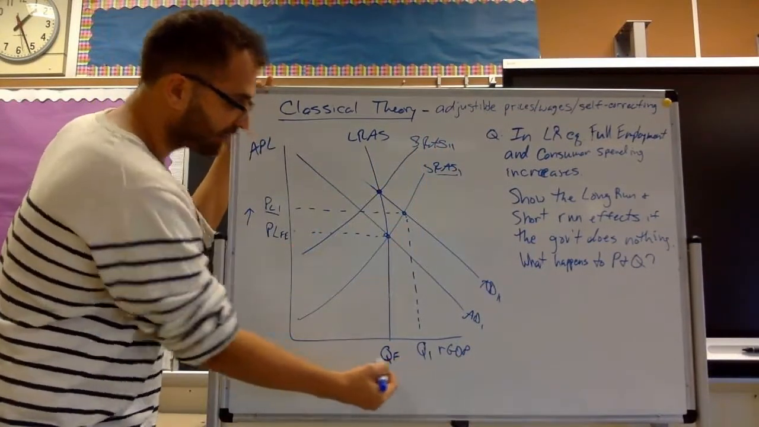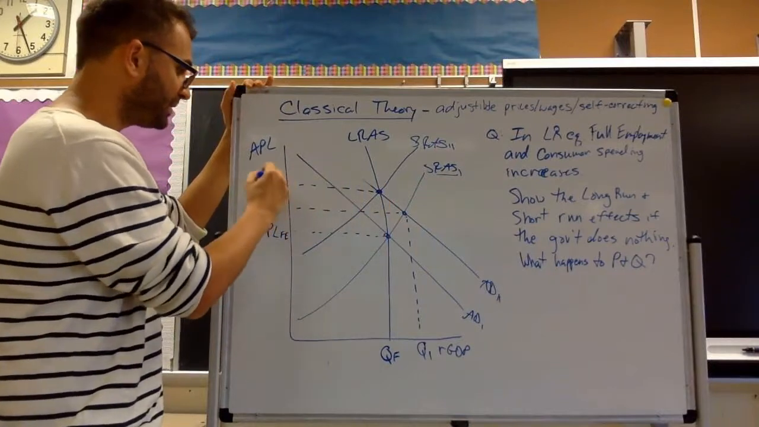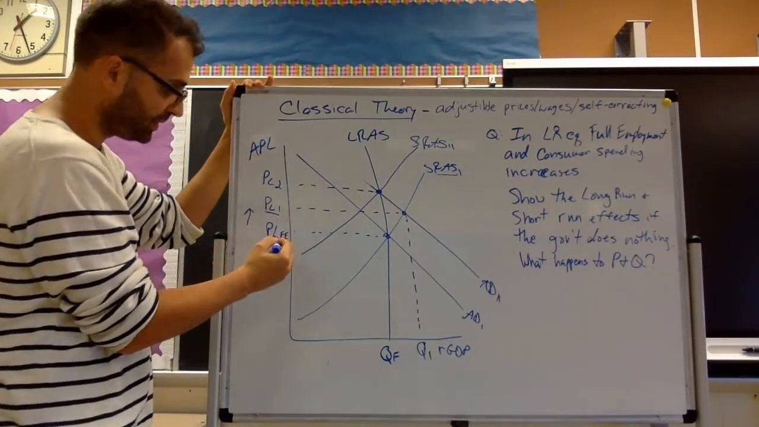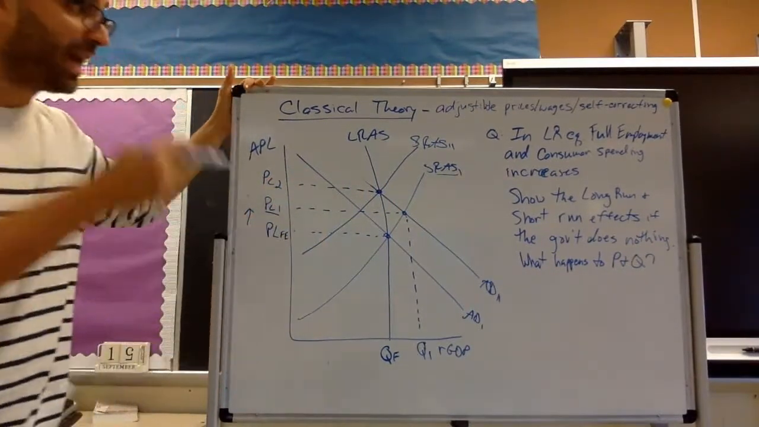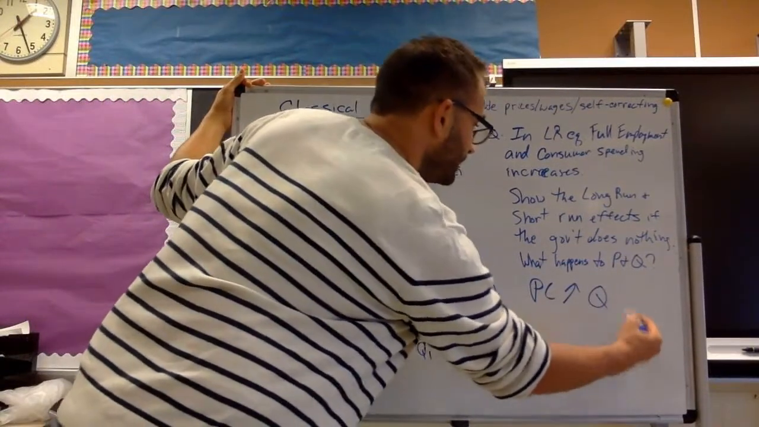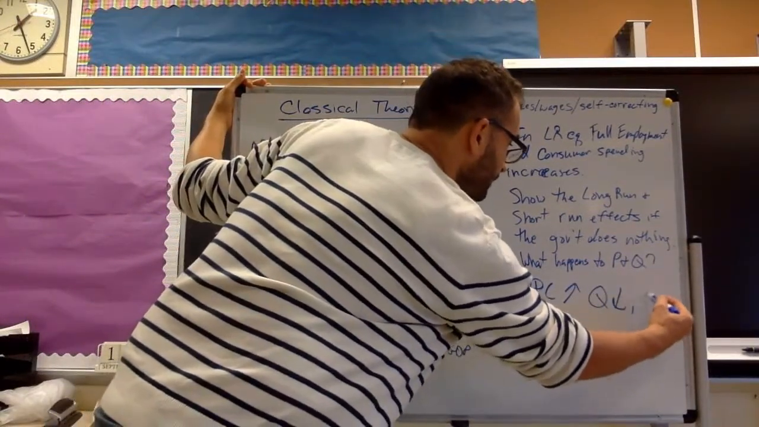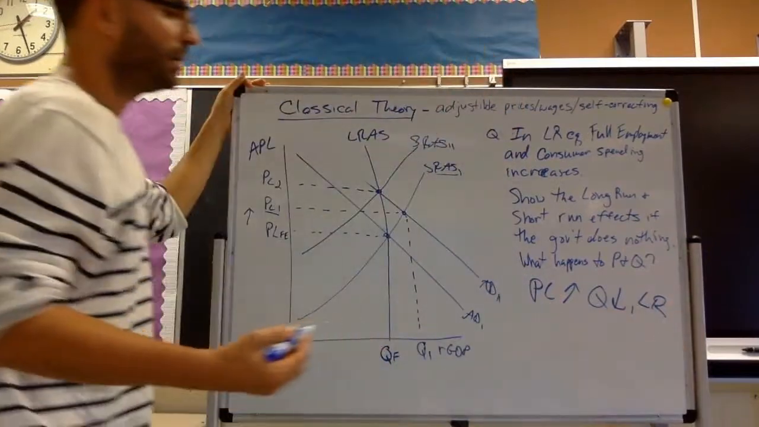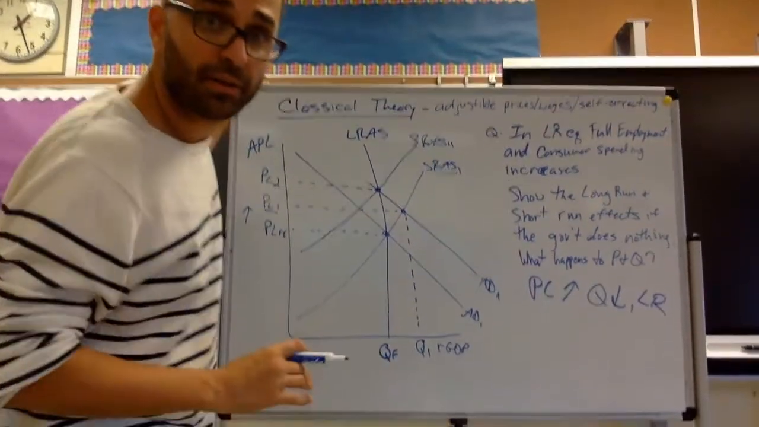So what has happened? My quantity goes back to full employment. My price level goes to PL2. I did PL1, PL2. So what happens to P and Q? Price level goes up. Quantity is going to go down in the long run, or back to full employment, rather.